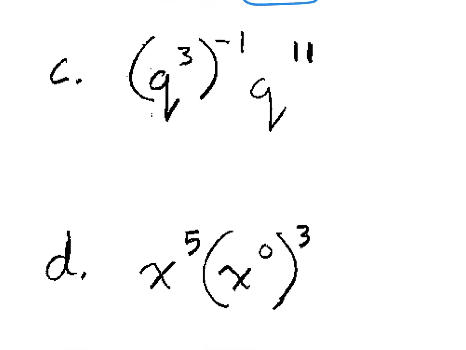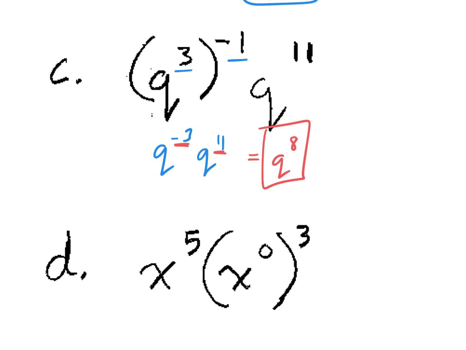Letter C. We have a power raised to a power, so you'll multiply. And then we have q to the 11. Now we're going to take these two exponents, we're going to add them together to give us q to the 8th power. Negative 3 plus 11 is 8. And that is your final answer.